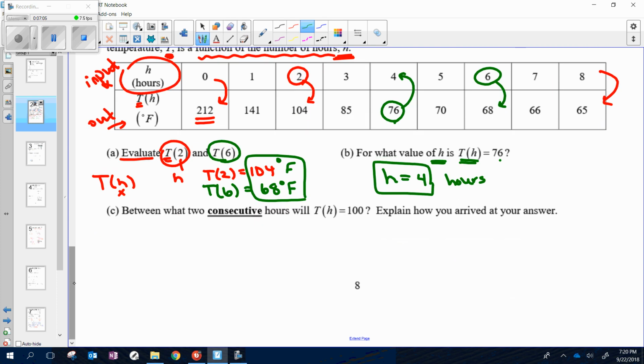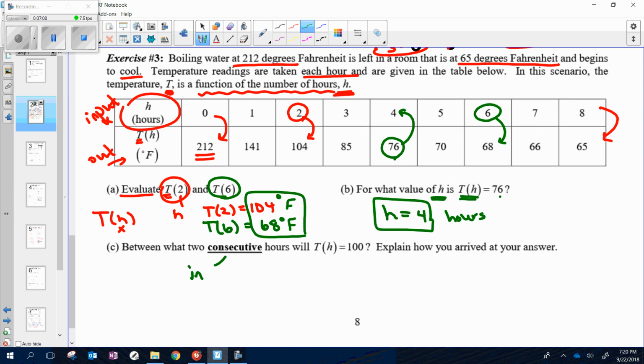Between what two consecutive, remember that means in a row, hours, will T of H equal 100? So remember that this is cooling, 141, 104, and then it's 85. So 100 falls between the second and third hour. Explain how you found that.